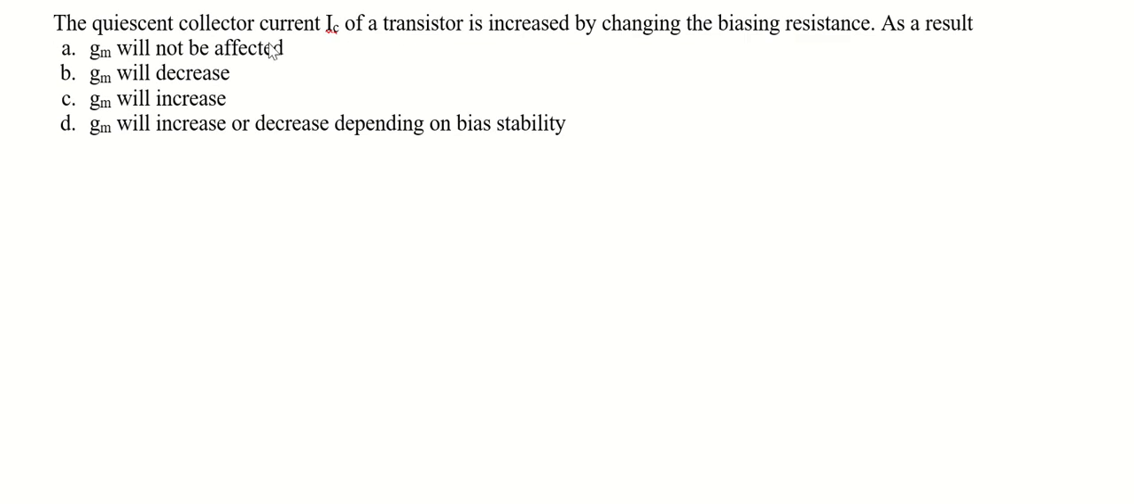The quiescent collector current of a transistor is increased by changing the biasing resistance. As a result, gm will increase. How this quiescent collector current and transconductance are related is gm equal to IC divided by VT. So when this collector current increases, gm transconductance will increase.